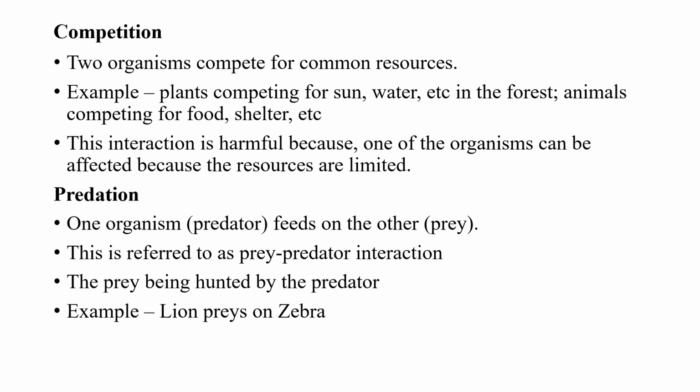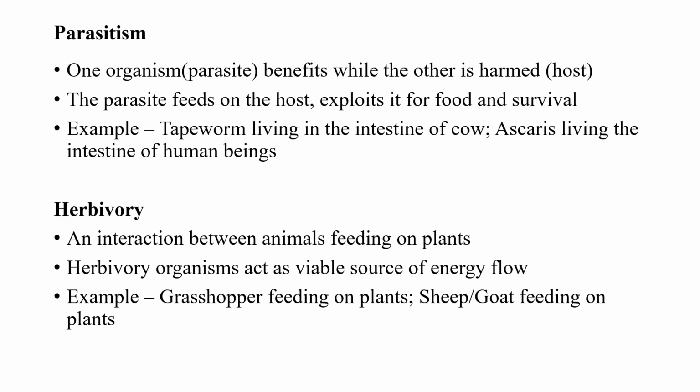Another interaction that we have is predation. Predation is an interaction in which one organism feeds on the other. The one that feeds on the other is referred to as the predator, while the one that is being fed upon is referred to as the prey. That is why this type of interaction is also referred to as a predator-prey interaction. An example is a lion that preys on a zebra. We have another interaction that is referred to as parasitism.